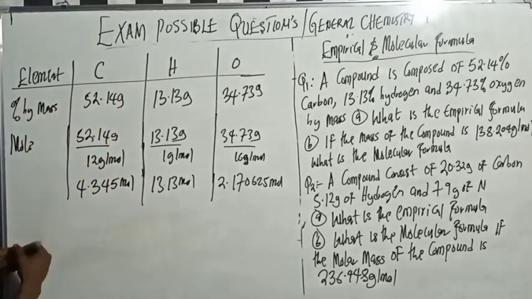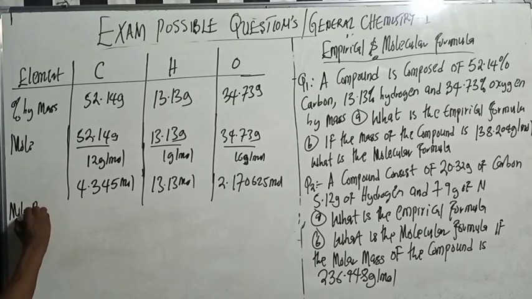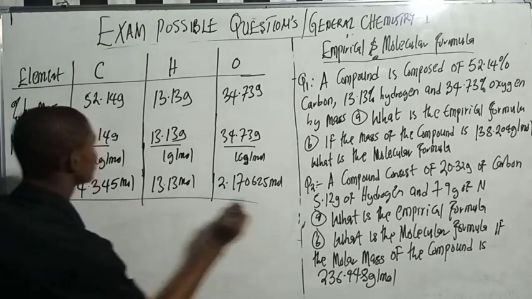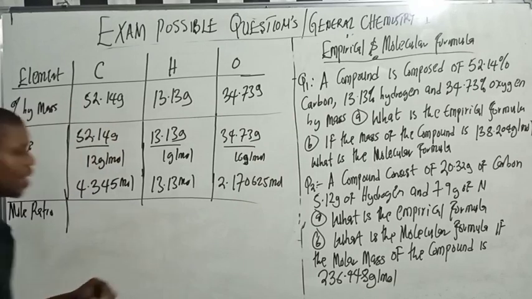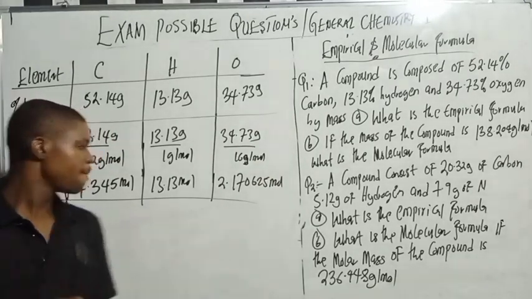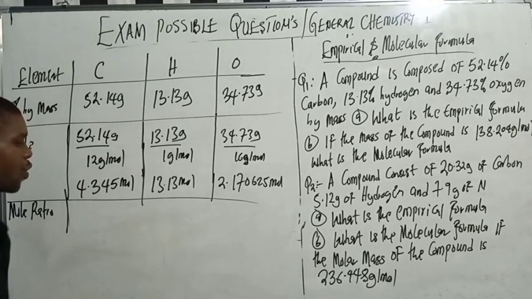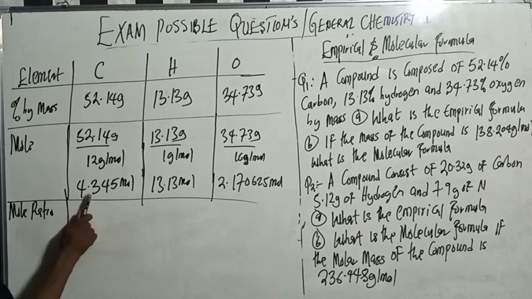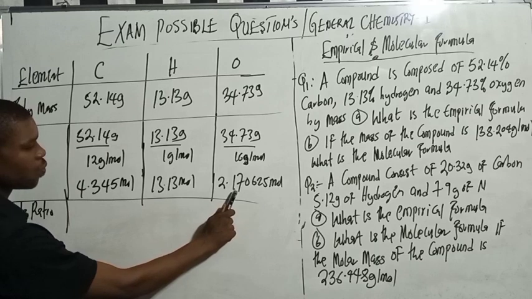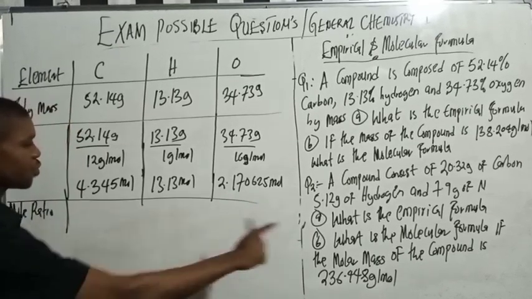The next thing you want to do here is to get the mole ratio. And how do you get the mole ratio? You get the mole ratio by dividing by the lowest mole. If you check it very well, you have to divide by the lowest mole. How do you know the lowest mole? Here we have 4.345, here we have 30.13 and 2.170625. So this is the lowest mole, so you have to divide through this one here.